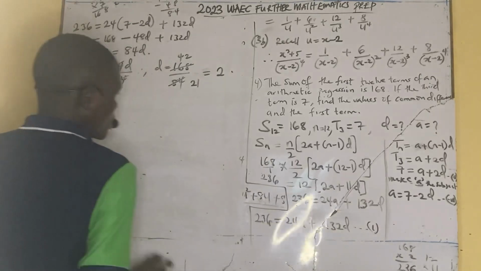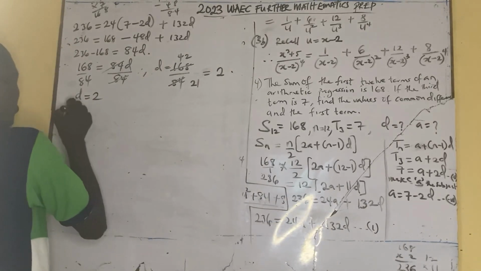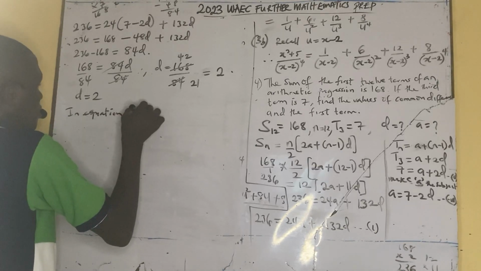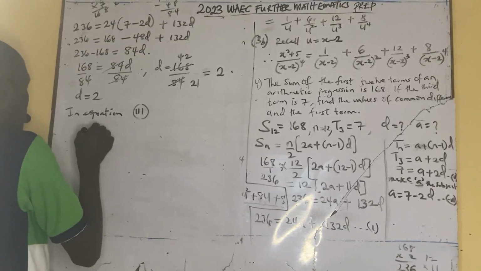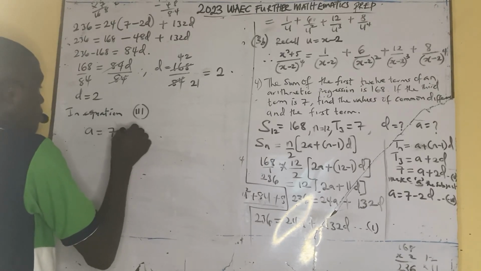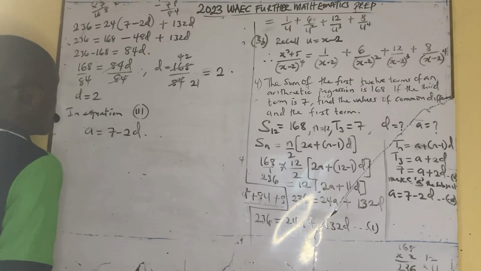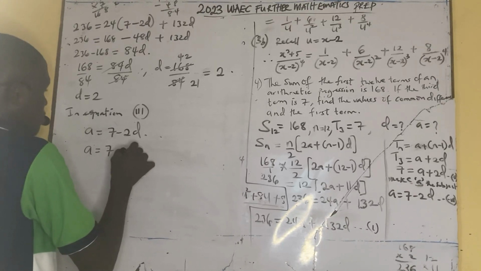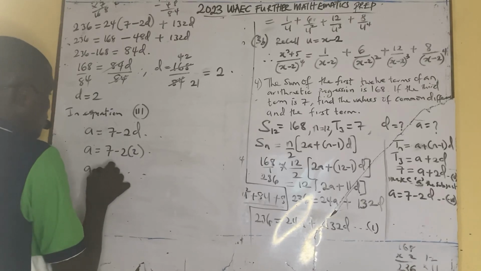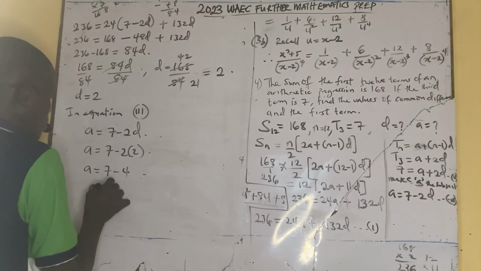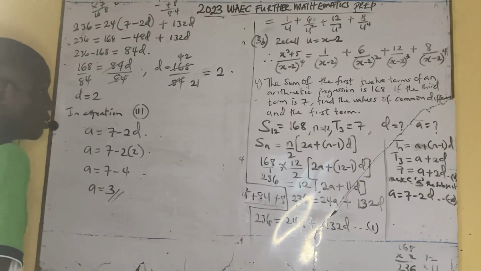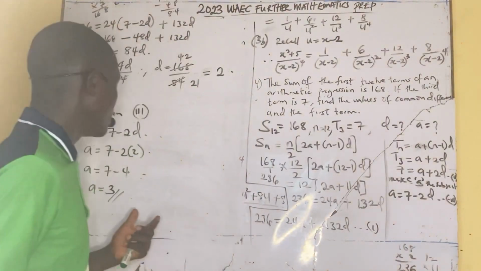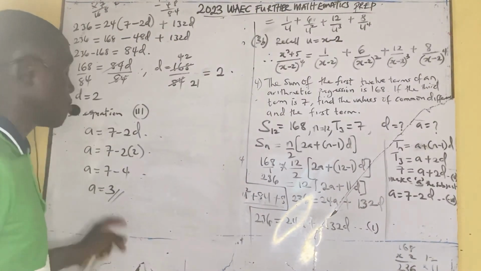Then you go back to equation 3 to get your a. In equation 3, we have a is equal to 7 minus 2d. Since you know your d now, a will be equal to 7 minus 2 into brackets 2. So a is equal to 7 minus 4. a is equal to 3. So that's the answer to the question we were asked: the common difference is 2 and the first term is 3.